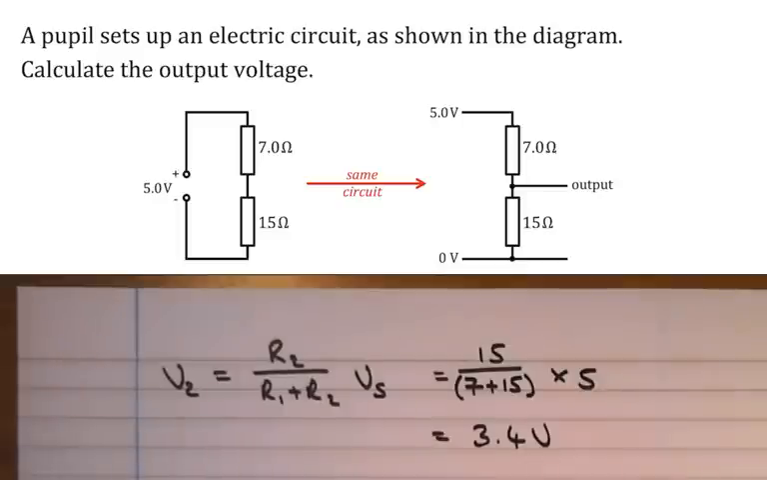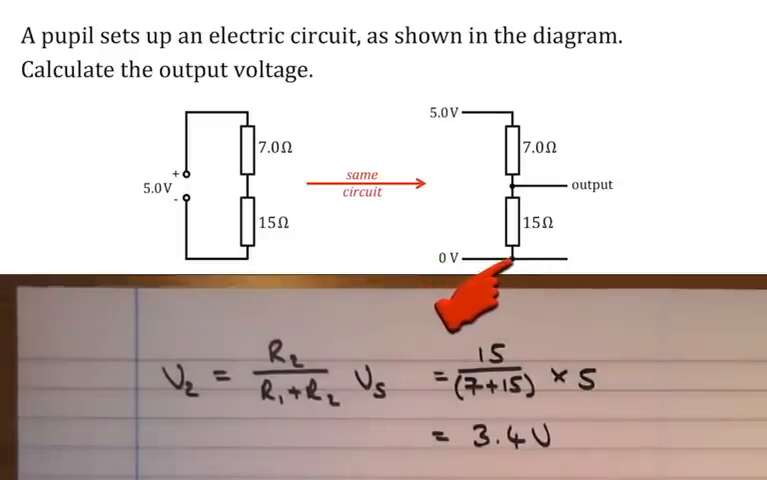This catches a lot of people out. So it's not saying calculate the voltage across the 7 ohm. It's not saying calculate the voltage across the 15 ohm. It's just saying output voltage. So it's important to know that the output voltage, at this point here, is equal to the difference between the voltage down here, 0 volts. It's always measured from 0 volts.